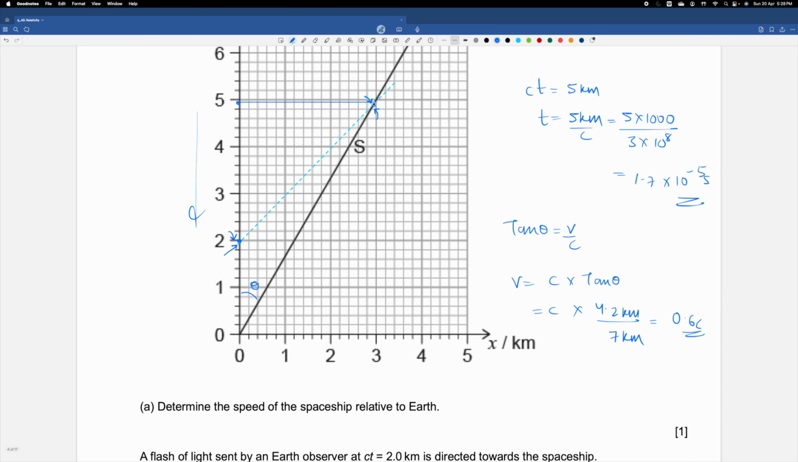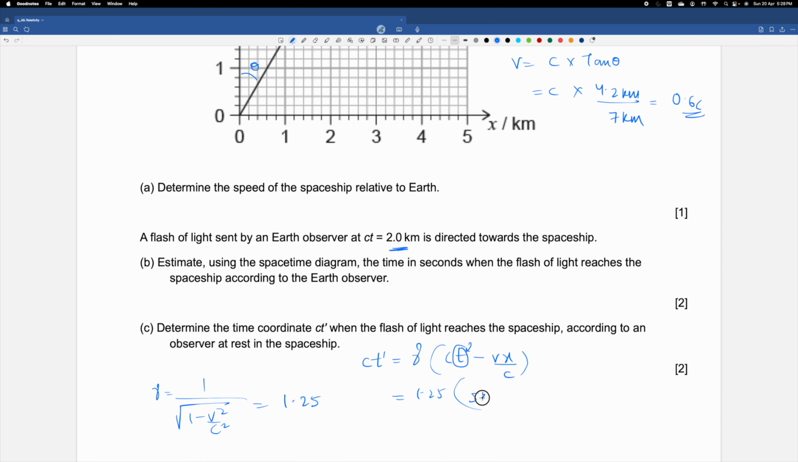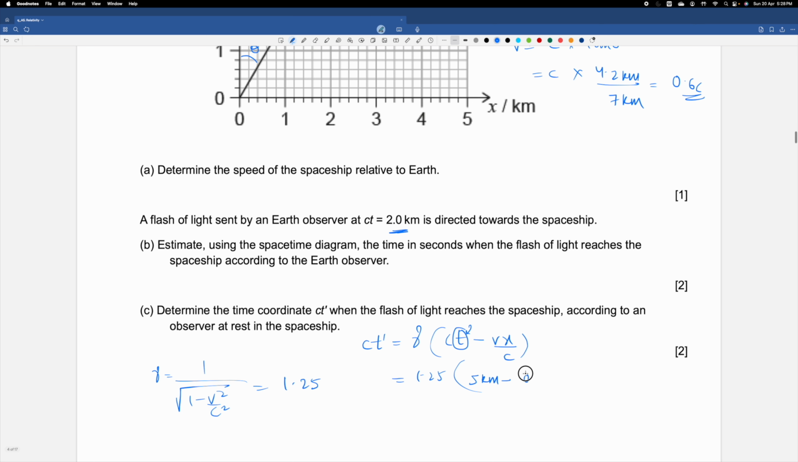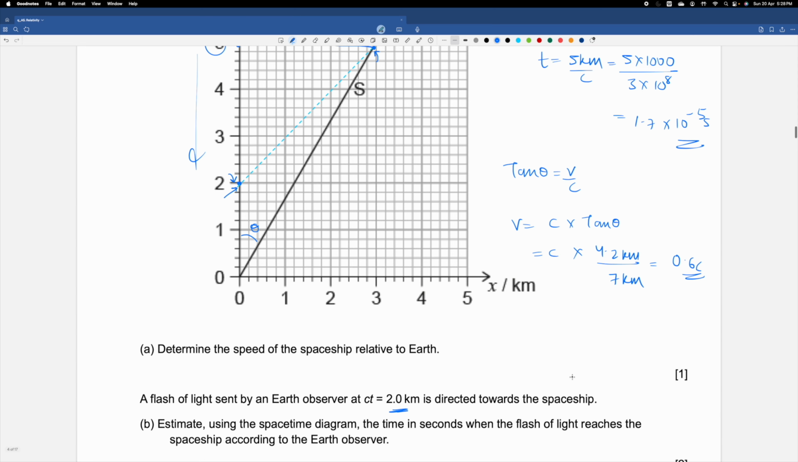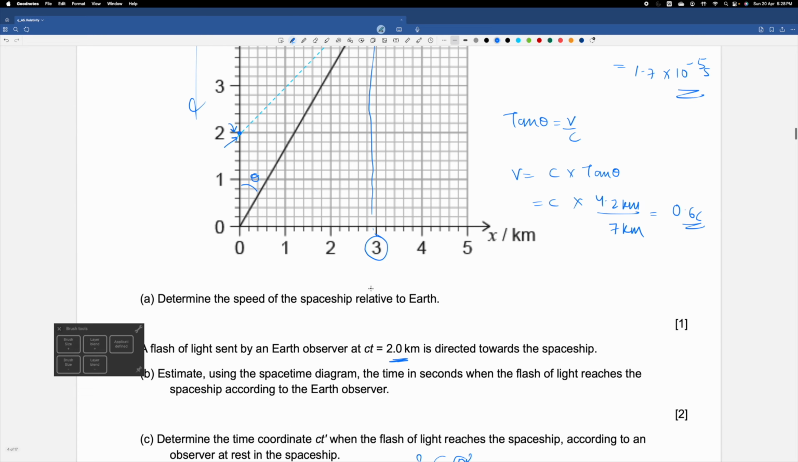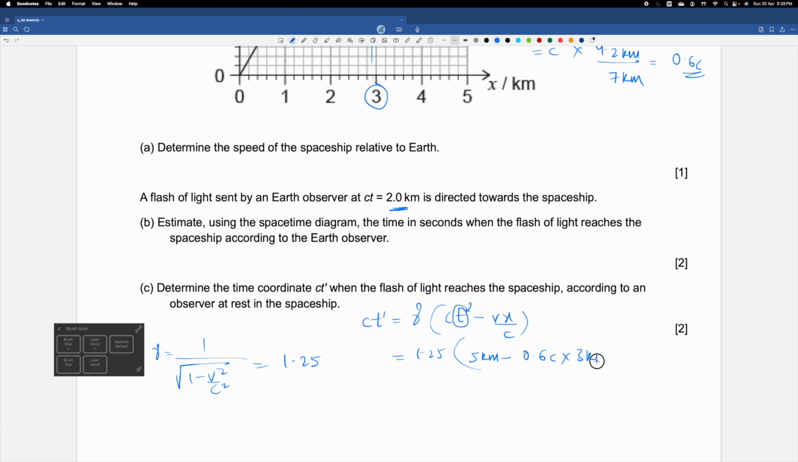So that's 1.25 times the value of CT directly. The value of CT of the light reaching the spacecraft is 5 kilometers. So that's 5 kilometers minus, what's the value of v? The speed of the spacecraft, which was calculated as 0.6c in the first part, times the distance. From the graph, we know it traveled a distance of 3 kilometers in the Earth frame. So that's 3 kilometers divided by c. The c gets cancelled, and if you simplify this, the value of CT prime will be 4 kilometers.